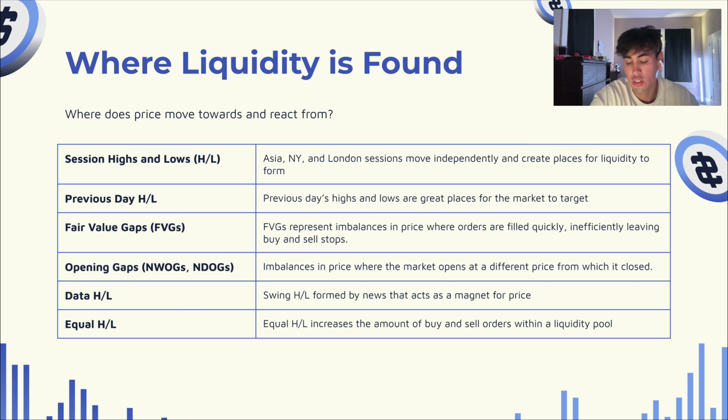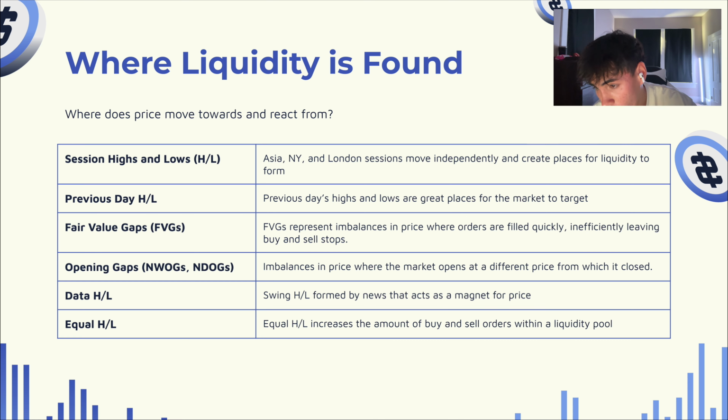Equal highs and lows. This one is very important because you can use it as a very good confluence, or a very good negative confluence to not enter a trade. Essentially, equal highs and lows just increase the amount of buy and sell orders within a liquidity pool. Let's say there are two equal highs. Basically, you're just doubling the amount of buy stops within that range.